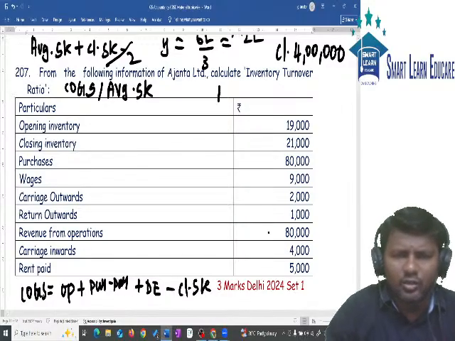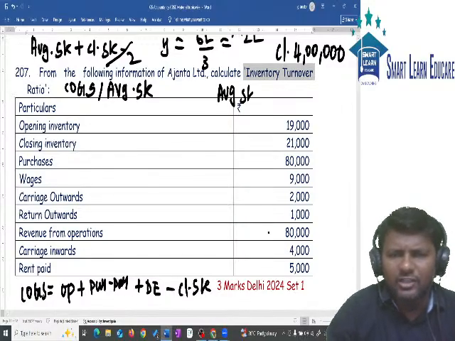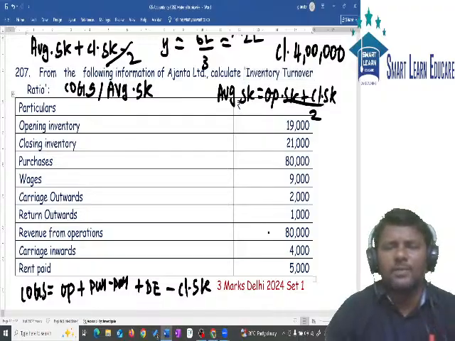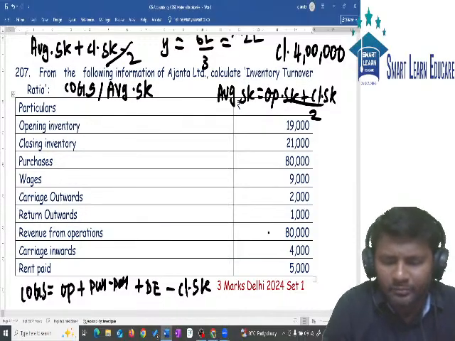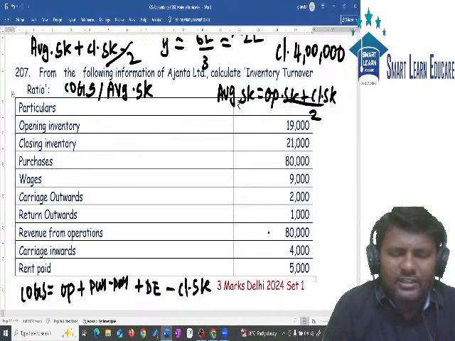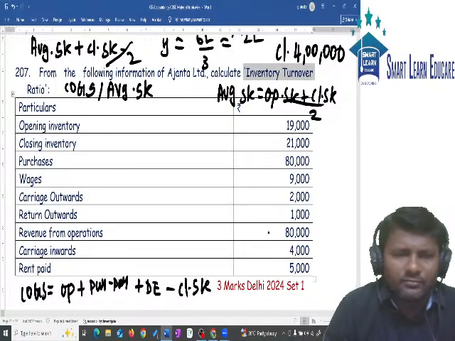Average stock is equal to opening stock plus closing stock divided by 2. So, try this question. Question number 207.